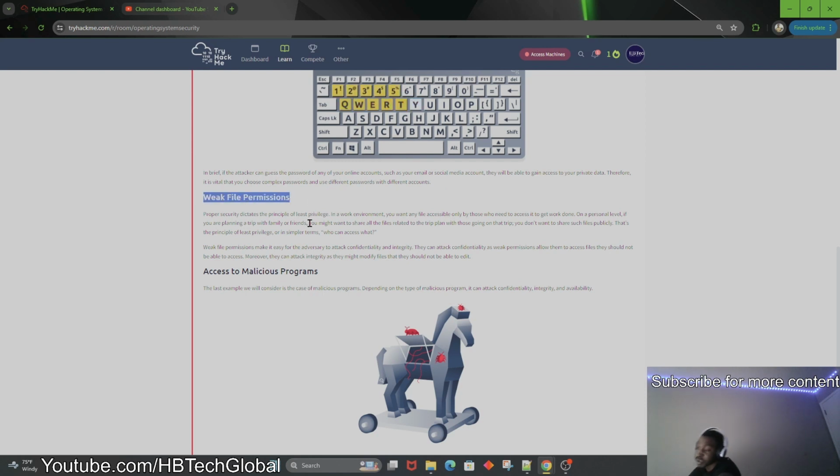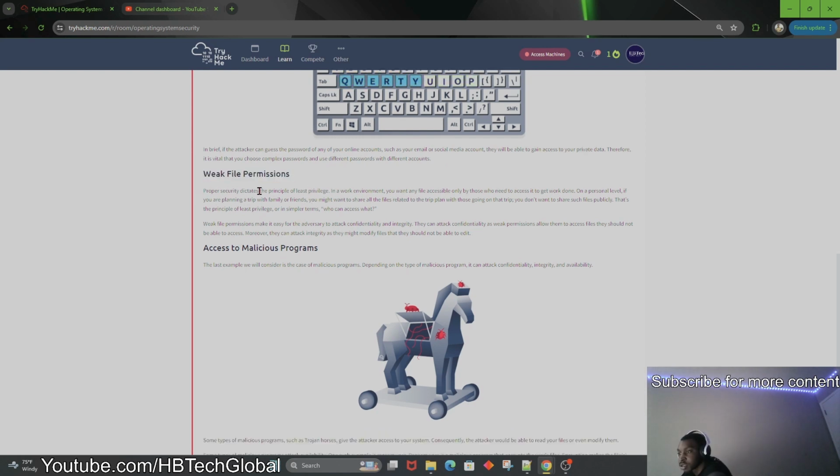Weak file permissions. Proper security dictates the principle of least privilege. In the work environment, you want any file accessed only by those who need access to get work done. On a personal level, if you're planning a trip with family or friends, you might want to share all of the files related to the trip plan with those going on the trip. You don't want to share such files publicly. That's the principle of least privilege, or in simpler terms, who can access what?